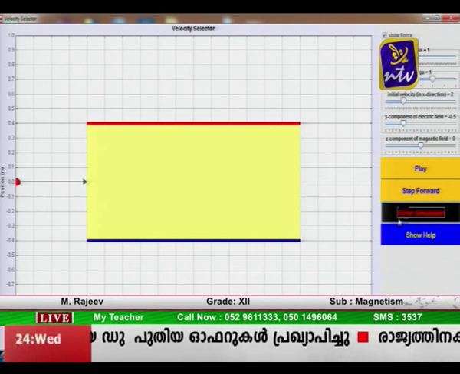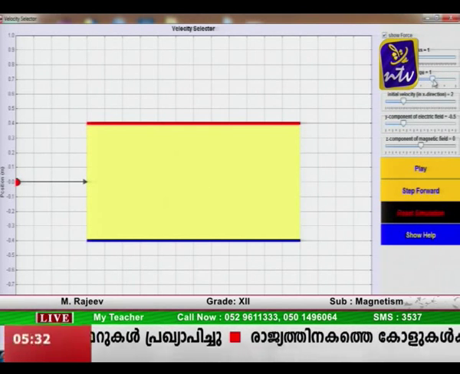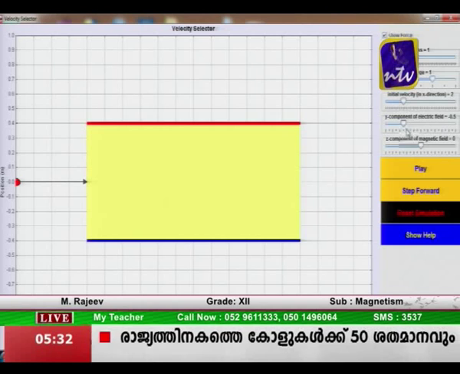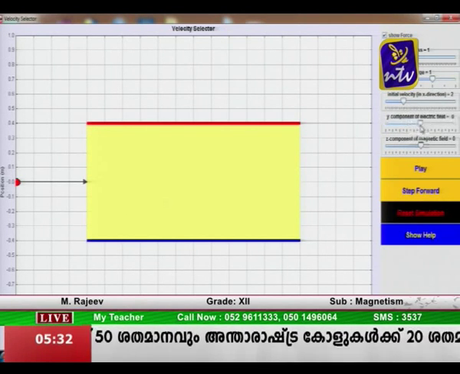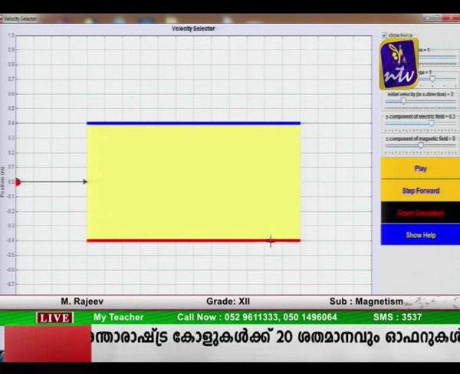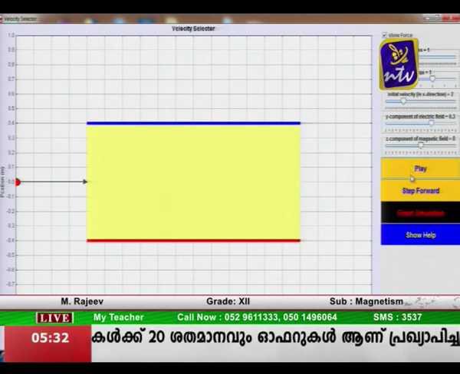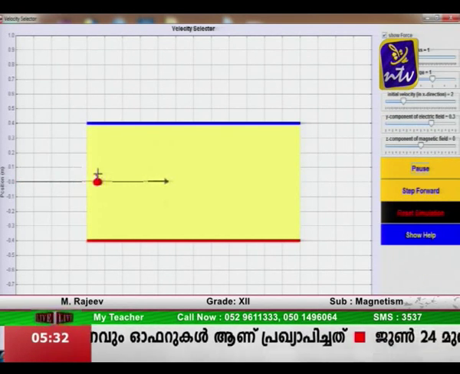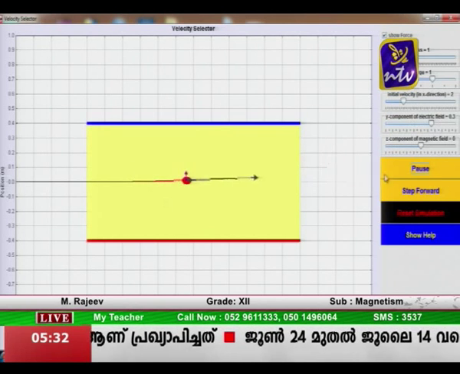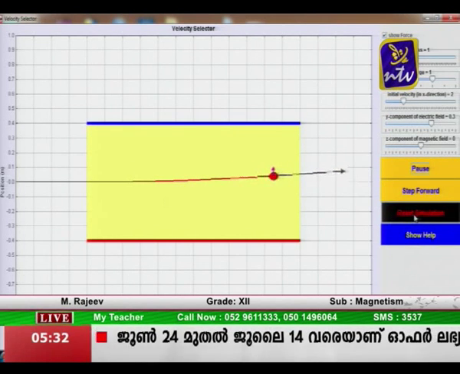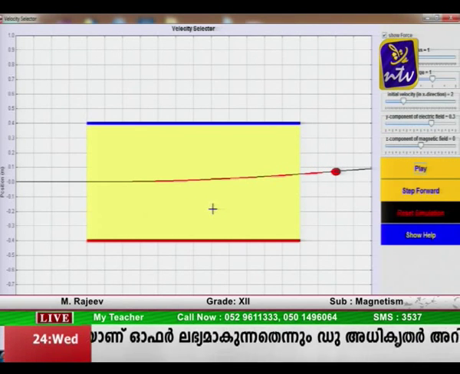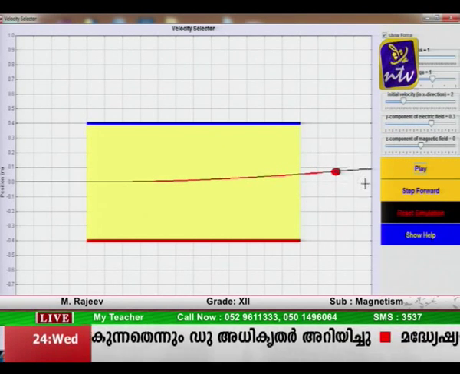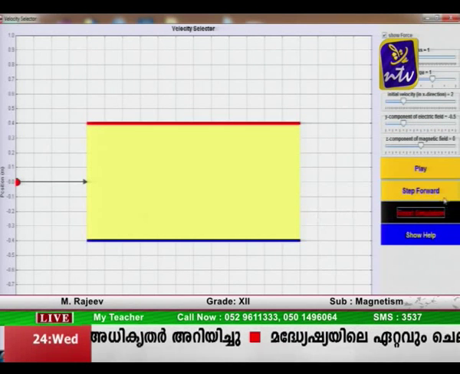Once again I will show you. I am changing the direction of the electric field. Now the down is positive, up is negative. If you let the charged particle go, it will tend towards the negative side, upwards. It follows a parabolic path, you can see. Since the particle is negative, it would be like this.